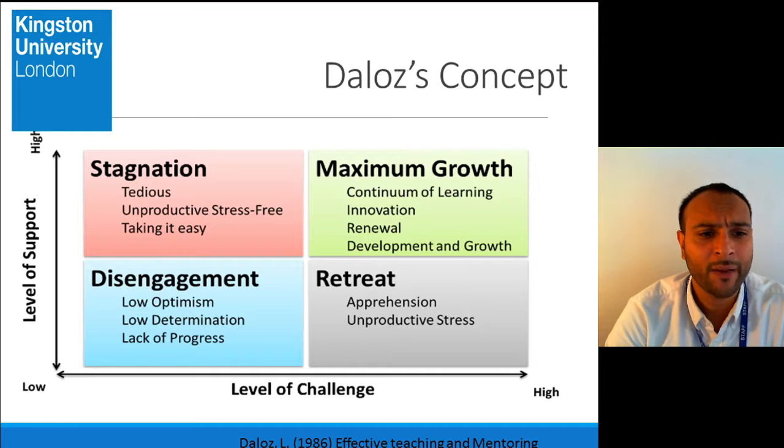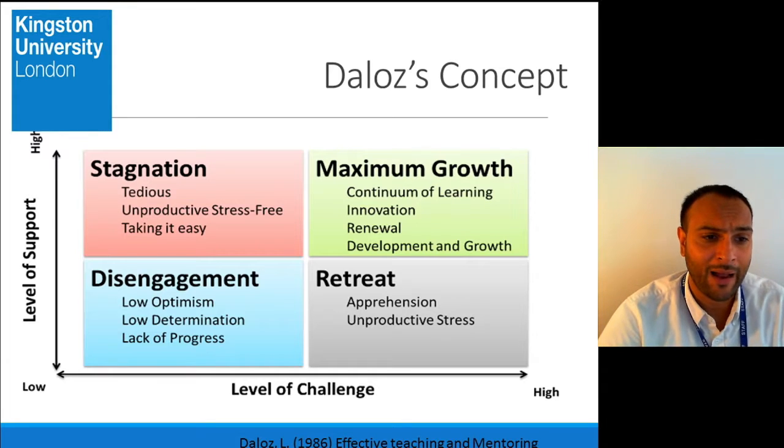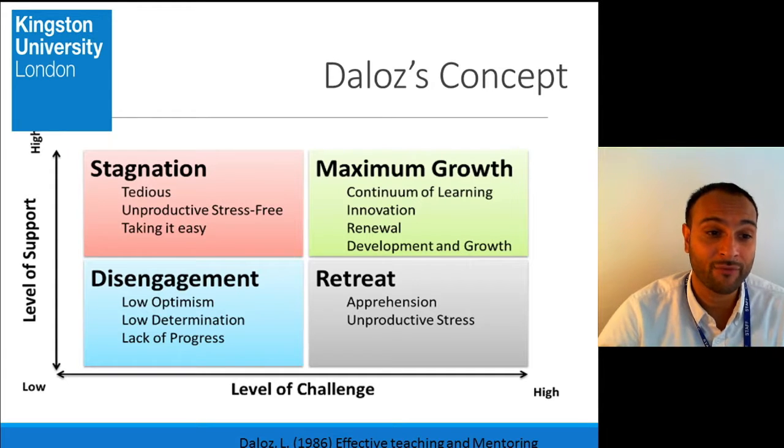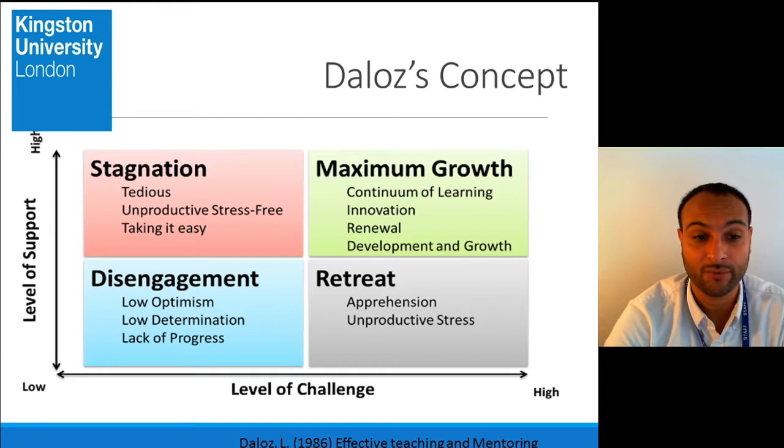This is the real optimum area in terms of development and growth. However, we know that mentoring is not a science, and therefore at certain times you might need to withdraw some of the challenge and introduce more support. And equally, as that placement goes on, the lower the level of support you should be giving, and equally the higher the level of challenge.